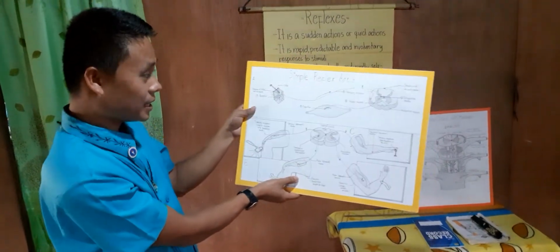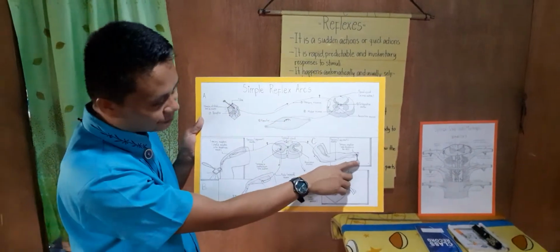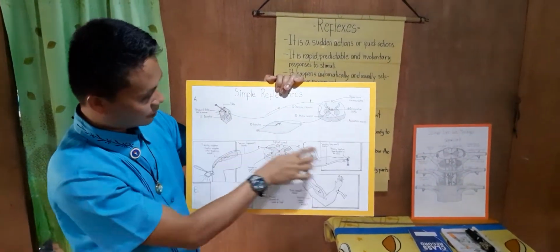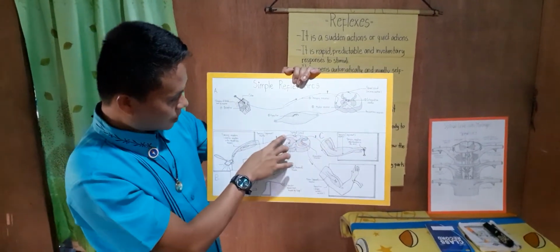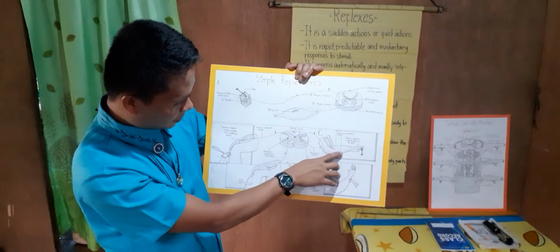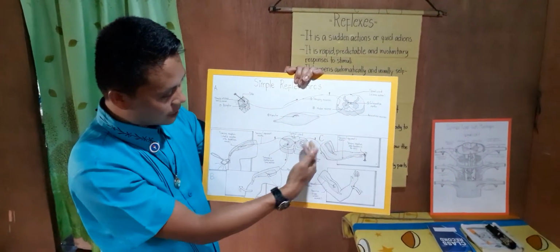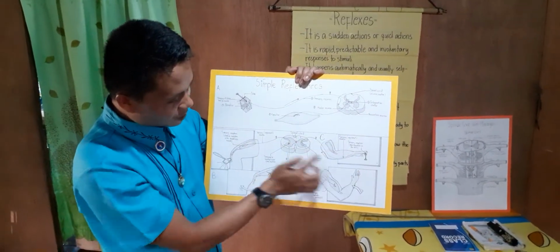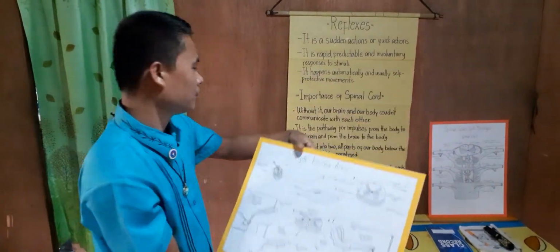Now, for the second example, I have here a finger, which is suddenly nailed. Okay, the finger is the receptor. Then from the receptor, the message will go to the sensory neuron here. So here, this is the sensory neuron. Then the sensory neuron goes down to the spinal cord again, which is the integration center. Then goes to the motor neuron. Then lastly to the effector.